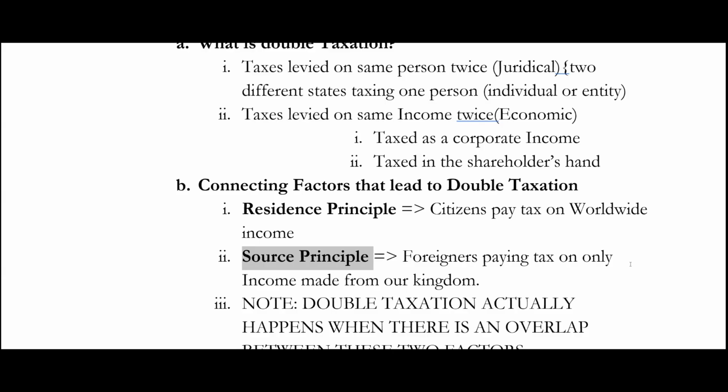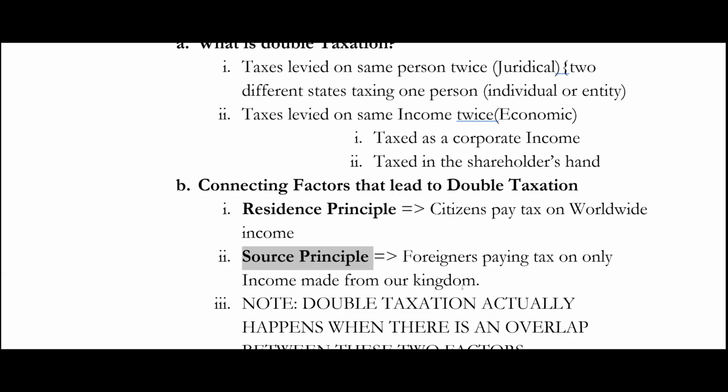Okay, good. And when he comes home, because he's a citizen and we provided a good environment for him to travel, we must also take our share. So you realize that this guy being a citizen is paying tax on worldwide income. That's why we call it the residence principle. And also when he went to the foreign country, he paid tax on the income he made there. So you see these two factors are crossing, they are overlapping. Can you see?